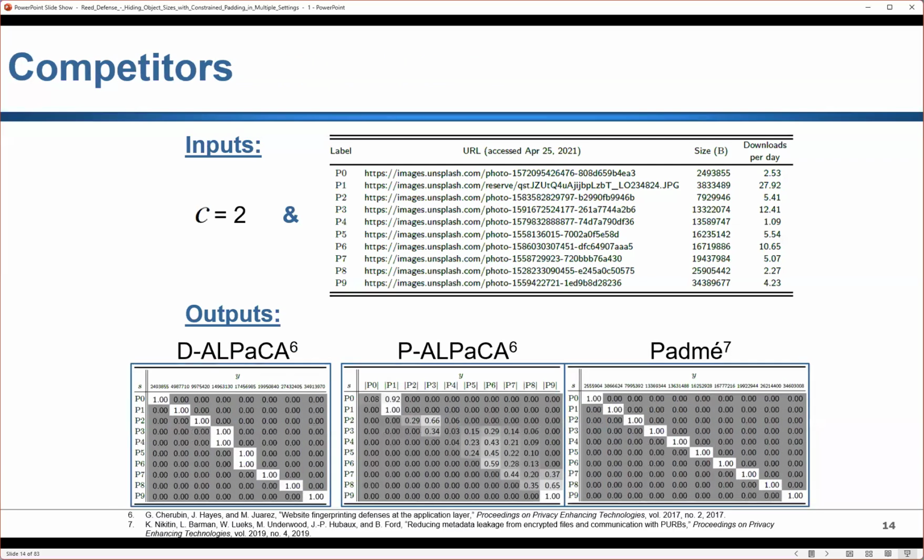We then, for this first setting, compare to 3 algorithms from the literature: D-alpaca, P-alpaca, and Padme. D-alpaca and Padme are both per object padding schemes. So we see, just like POP and PWAD, they only have entries of 1 for any given row. P-alpaca is a per request padding scheme.